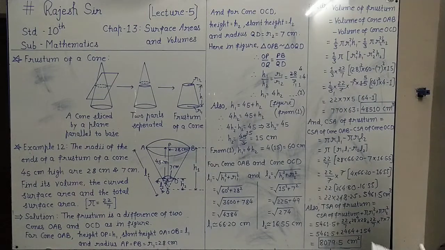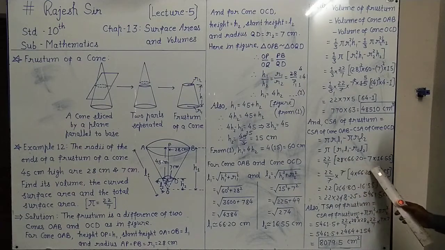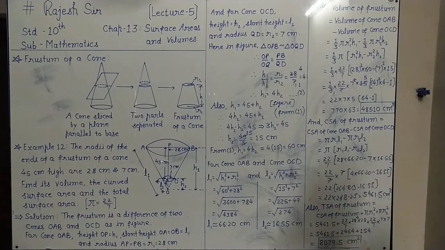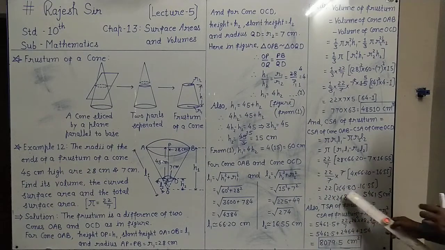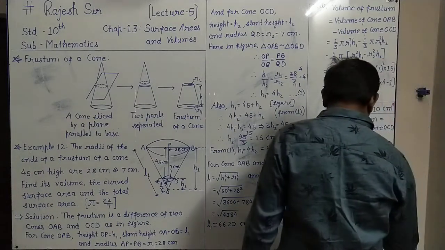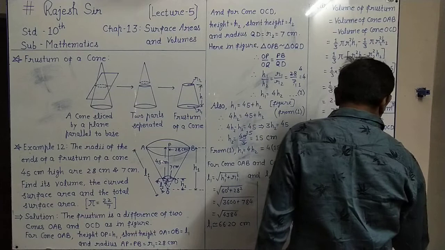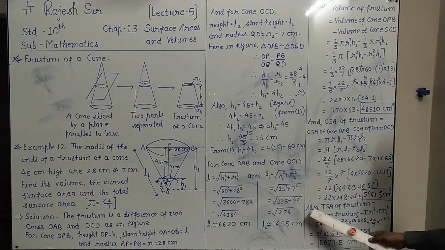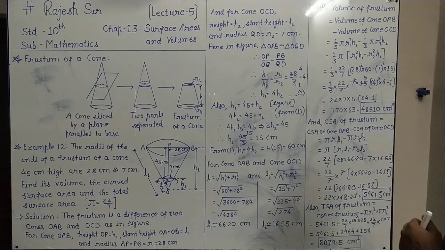So this way we can place the value, and very simply we can take the common, and then common 7 is cut. So easy will be the calculation, and then we can get the answer. So here this curved surface area of frustum is 5461.5 centimeter square. Now to get TSA of frustum, TSA means total surface area of frustum.